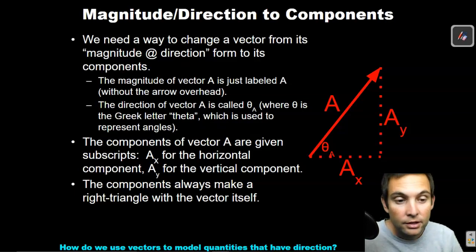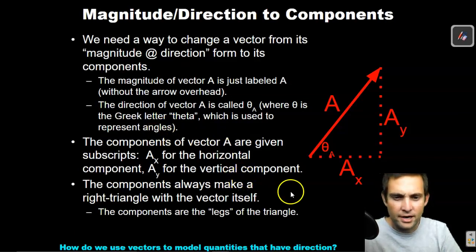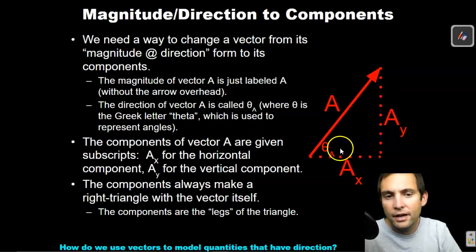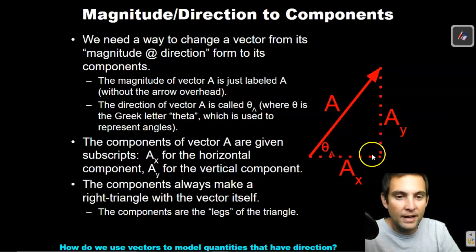And that's great news because we love right triangles. They're easy. There's a lot we can do with them. It's great. The components are the legs of the triangle. So we have the first leg here, and then we have the second leg here, and this is the angle that we make. Remember, we start counting our degrees from the positive x-axis.